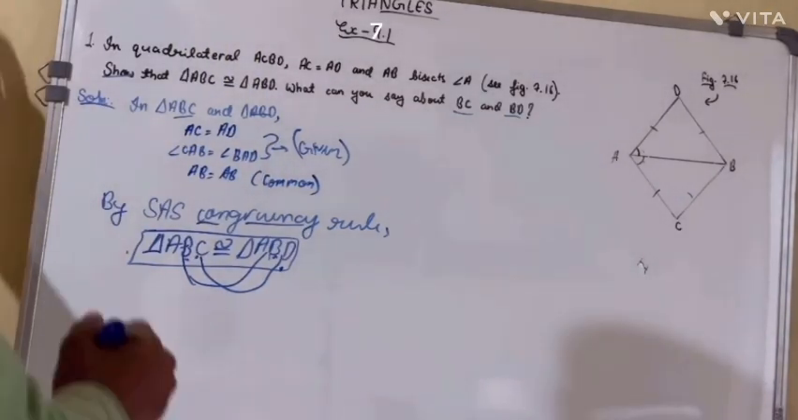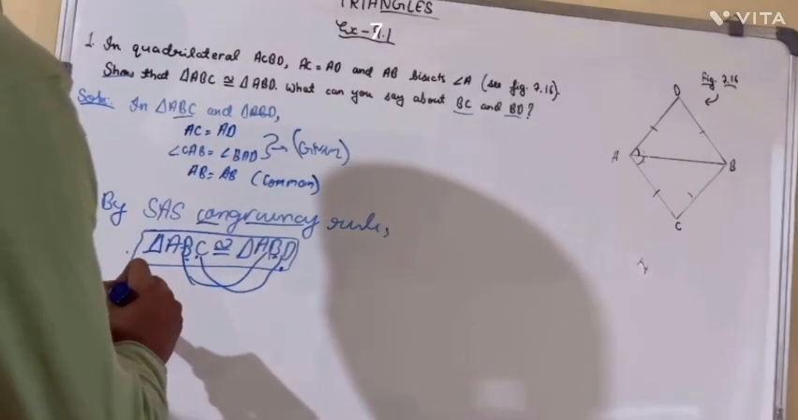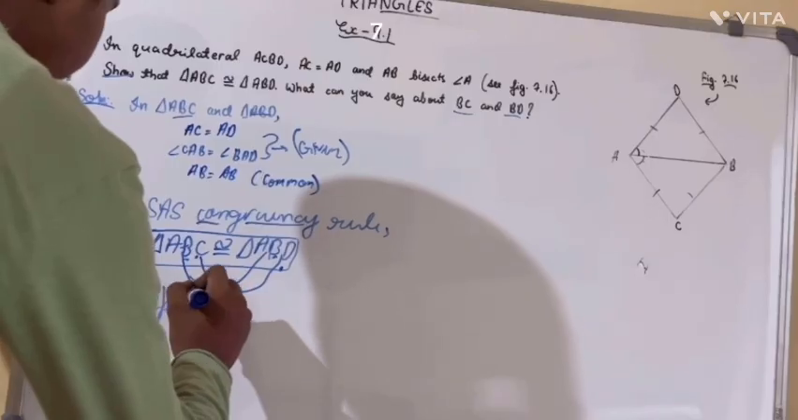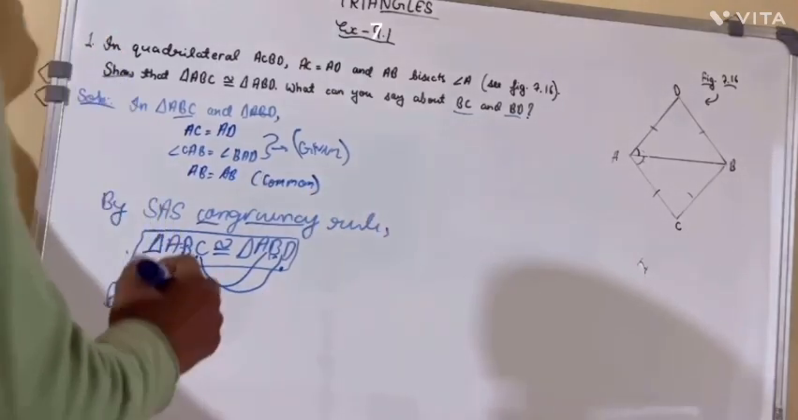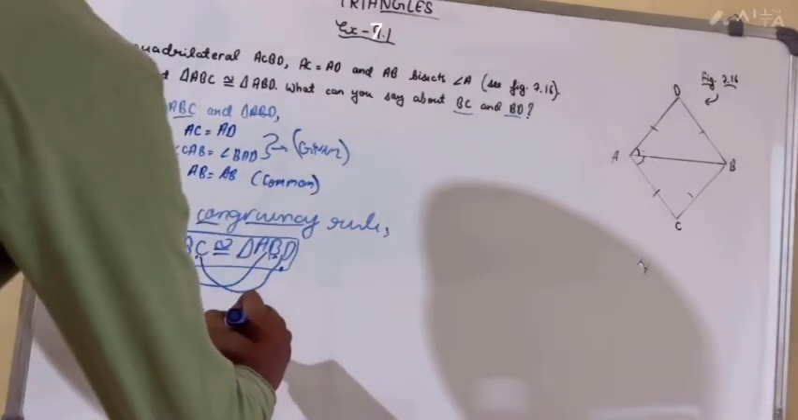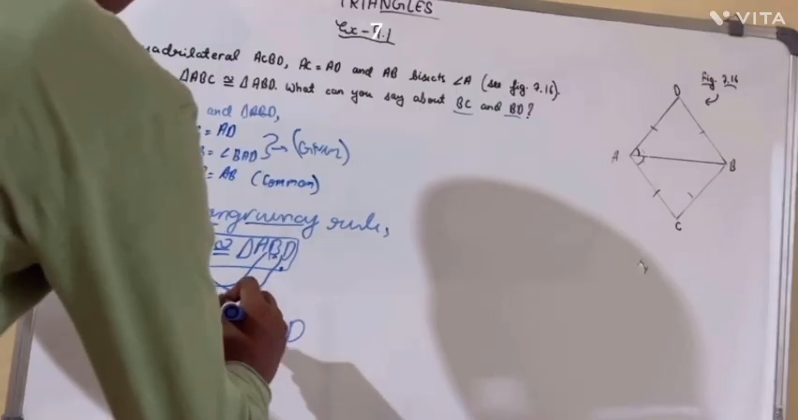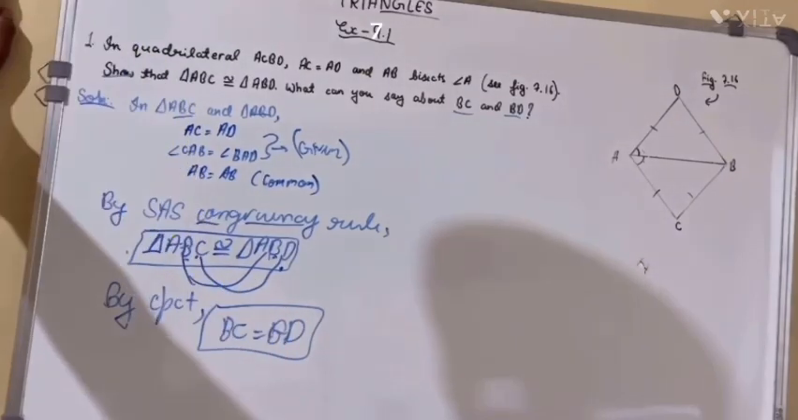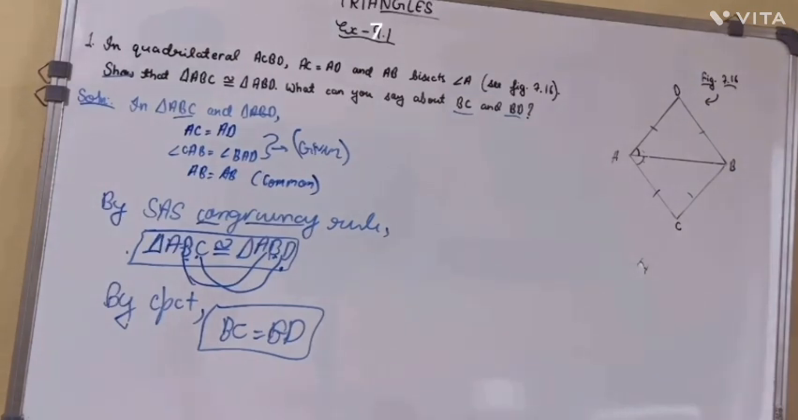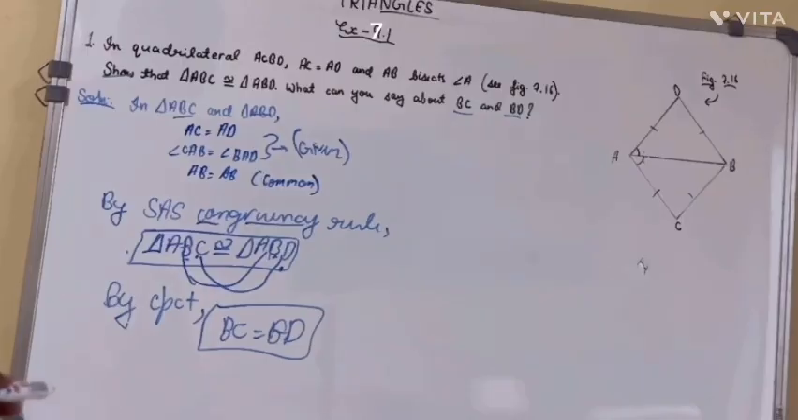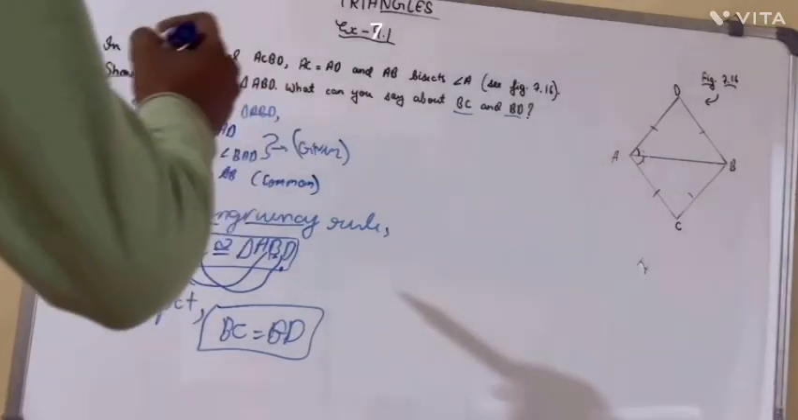So by CPCT, which will be very much used in this chapter, BC is equal to BD. CPCT means that all corresponding sides are equal to each other. So this question is over.